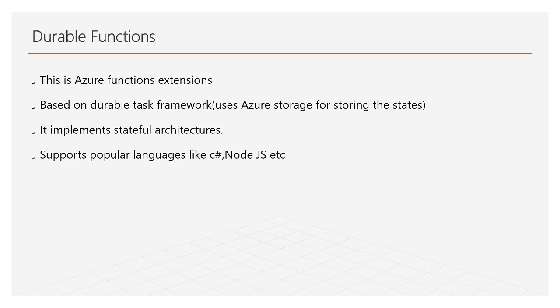It implements stateful architectures. So why is statefulness very important? Sometimes we really need to store our state. We don't need to store it in the Service Bus Queue, and the Service Bus Queue will be a little bit costlier in terms of normal Azure Functions. But in durable Azure Functions, we can store it in the functions only. Now it is supported by popular languages like C Sharp, Node.js, and Python is also supported to write your entire code. We will be entirely using the C Sharp language now, but you can go for the other languages once you develop something in durable functions and deploy it to Azure.